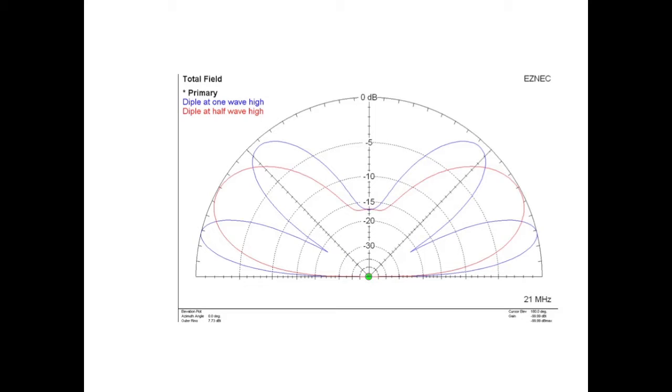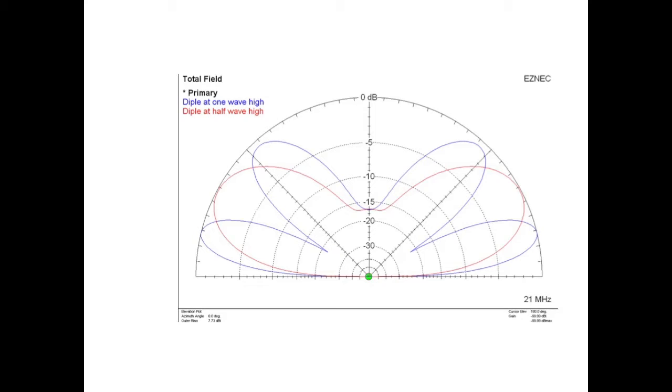Now what this means is the radiation from the dipole that is 1/2 wavelength above the ground peaks at 30 degrees. The radiation from the dipole that is 1 wavelength high has two peaks. It also has a null at 30 degrees.